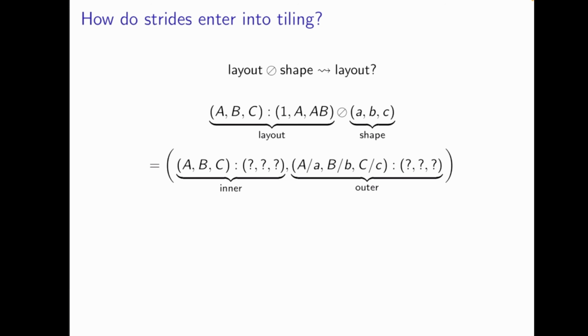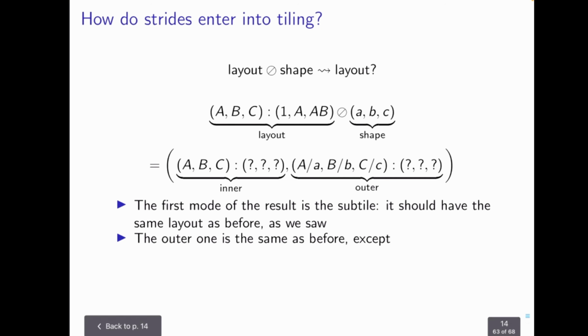Well, we already saw it. The inner part is the subtile. The inner part answers the question, which element in the subtile am I looking at? And we saw that a subtile has the same stride as the tile that it's part of. So the stride in the inner part should be the same as the big one.